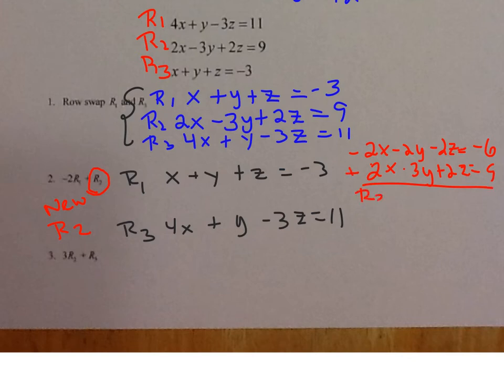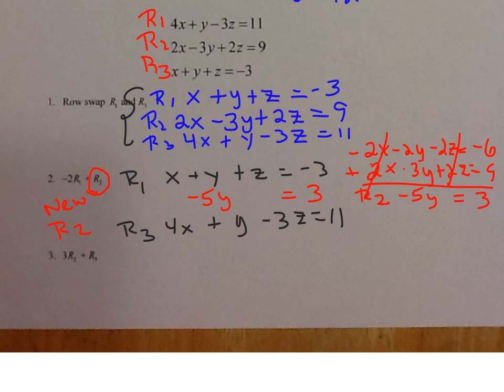And the new equation I'm going to get is going to be row 3. Those cancel out, so I get negative 5y. And then those two cancel out, equals 3. So that's going to be my new row 2. Row 2, sorry, I wrote row 3 here. So that's new row 2, sorry. So that's negative 5y equals 3.